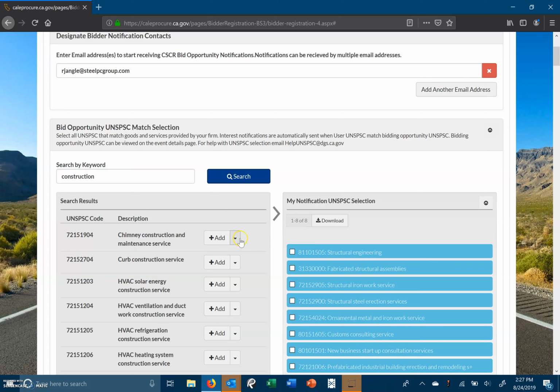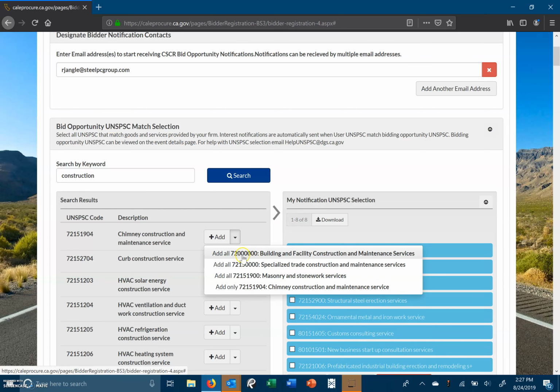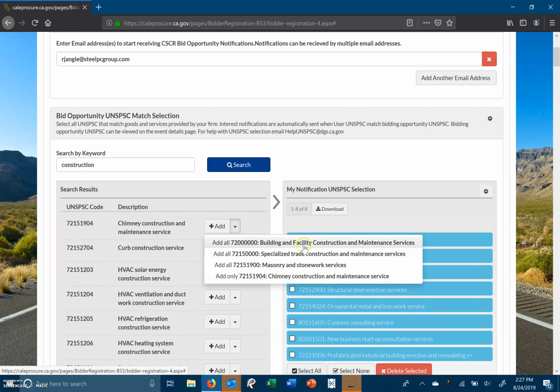But anyways, the only thing you need to know with that, so in this example, you can see the 72 million series is building and facility construction and maintenance services. The 7215 series is specialized trades, construction and maintenance services. 7215-1900 is masonry and stonework services, and then the full 7215-1904 is chimney construction and maintenance services. So you can see how that breaks down into four different, further defined sections.